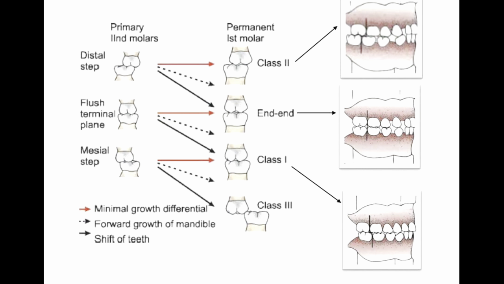Mesial step. In mesial step, the mandibular second molars are mesial to the maxillary molars. It favors class 1 relationship. Distal step. In distal step, the mandibular second molars are distal to the maxillary molars. It predisposes to class 2 malocclusion.